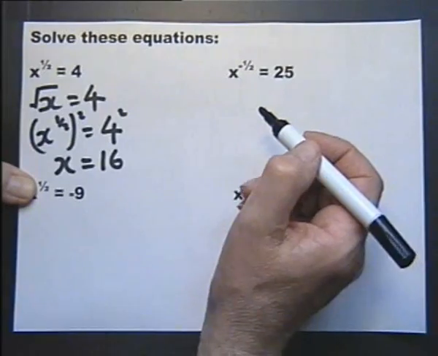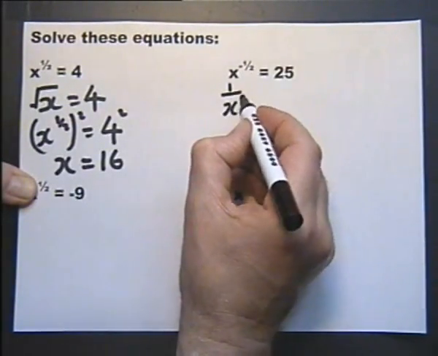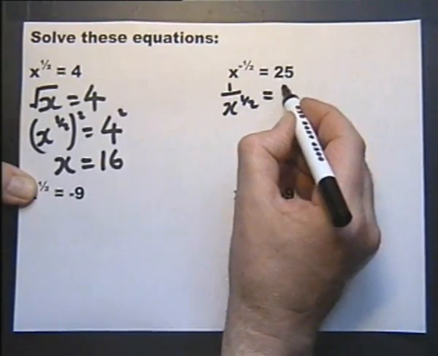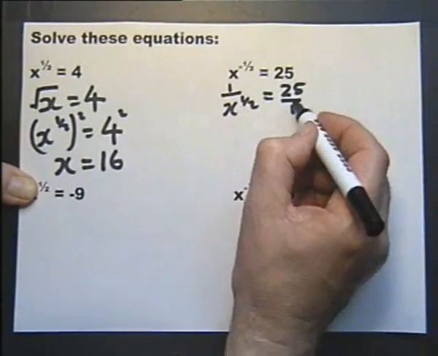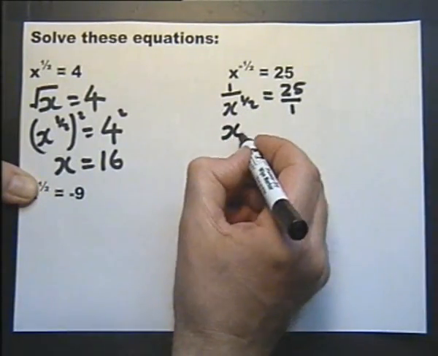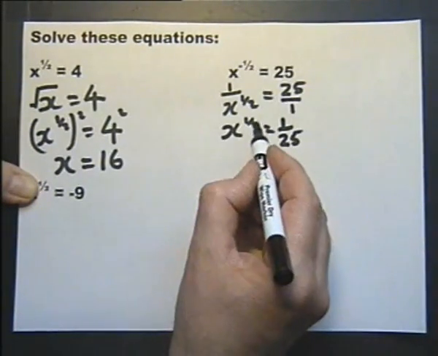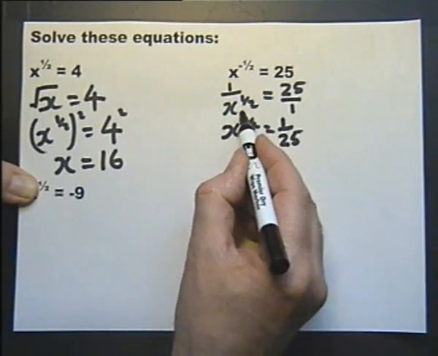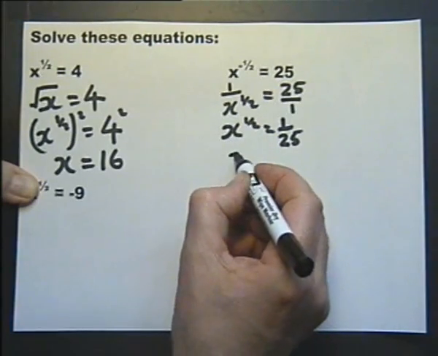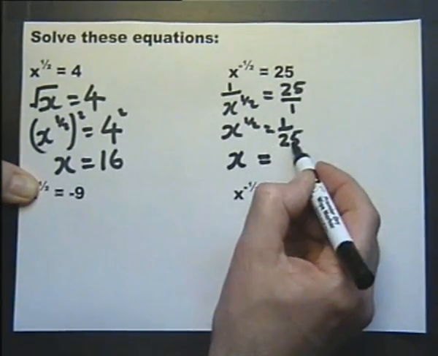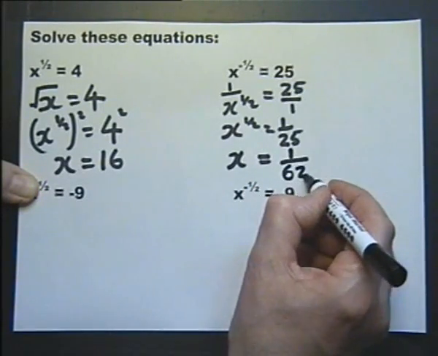Okay, let's look at this situation. X to the power minus a half means 1 over the square root of x. So if I write that as 25 over 1, I can turn these two sides upside down and end up with the square root of x equals 1 over 25. To get rid of a square root, I need to square this side. Square a square root and you'll get just x. So I need to square this side. So we'll get 25 times 25, which is 625.